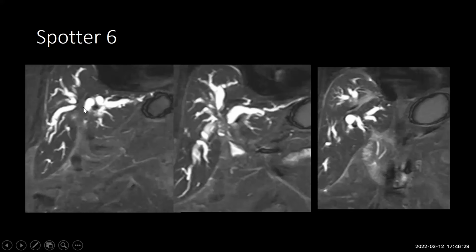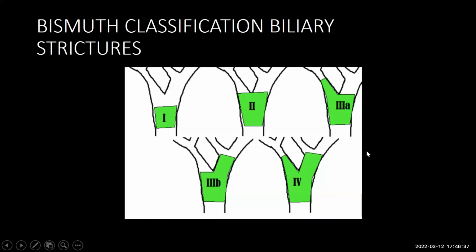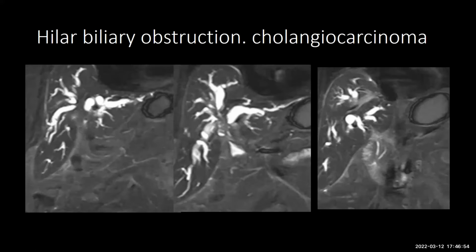So this type of an obstruction, do you know the types of obstruction? That is what is called the Bismuth classification. There are various types: one is more than 2 centimeter, two is less than 2 centimeter, 3A and 3B depending on extension to right and left, and 4 is extending to both. There are other variations of this classification also. So that's a hilar cholangiocarcinoma.